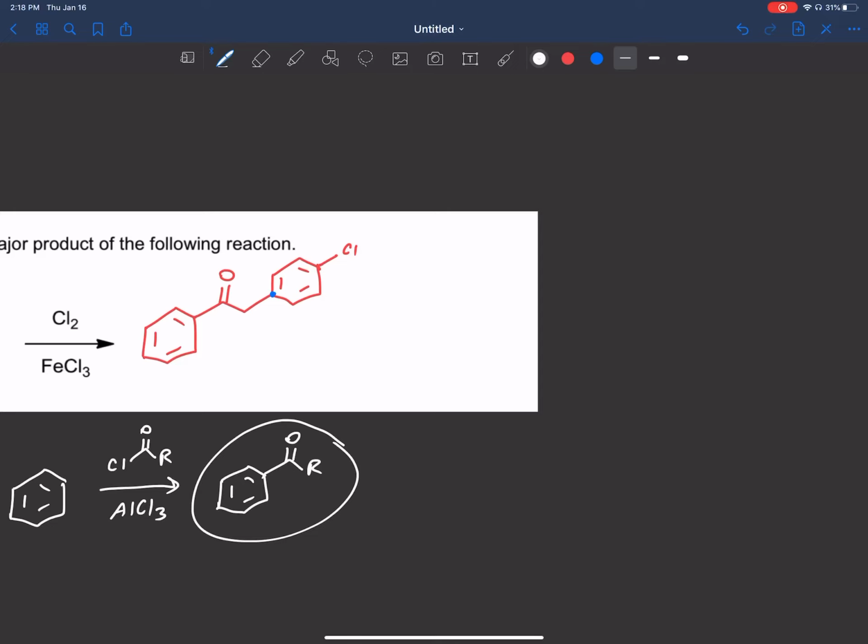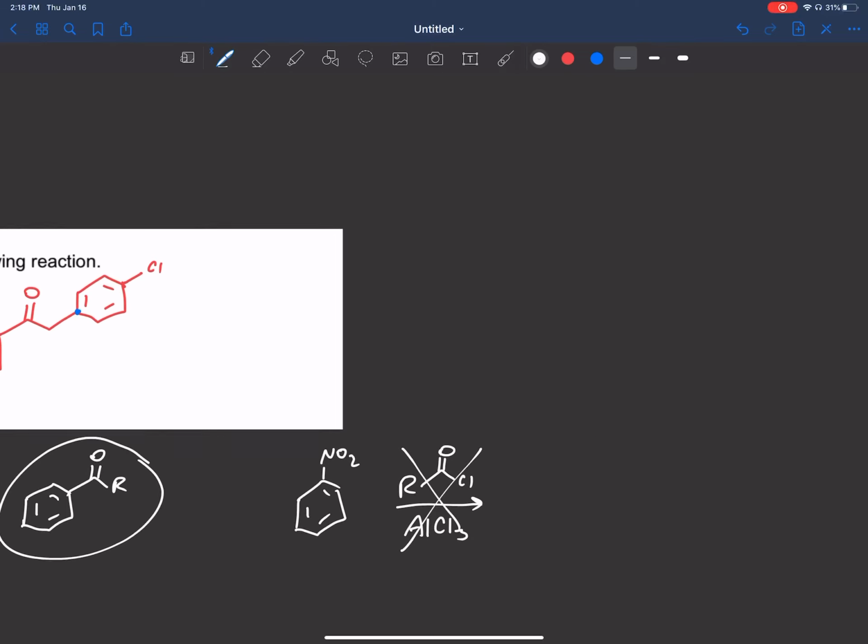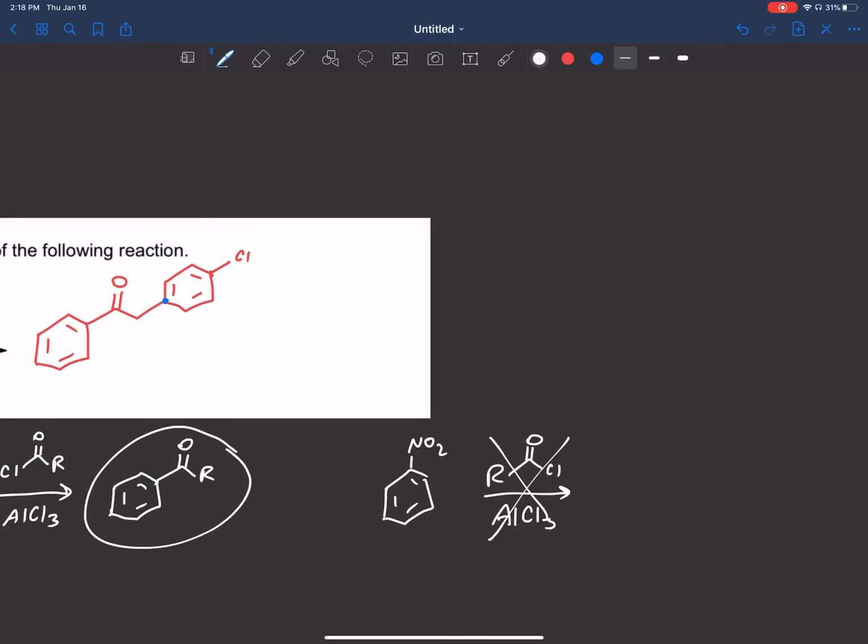All right, so if I had this nitro group, we cannot do this reaction. It does not work. And if you're doing a synthesis, you could get points off of that. So no Friedel-Crafts acylation on deactivated rings.